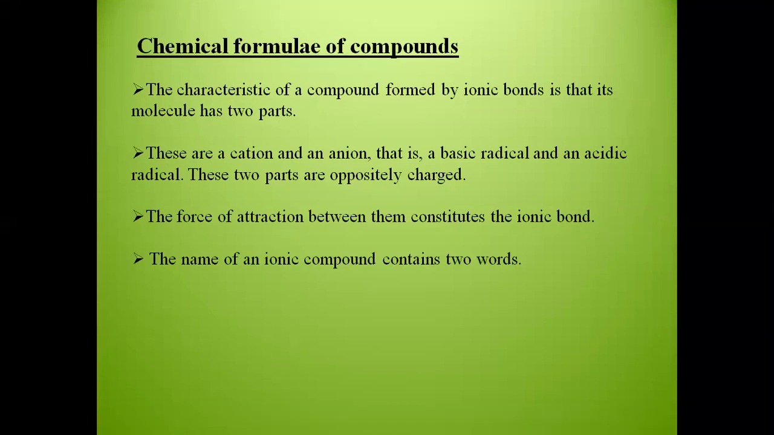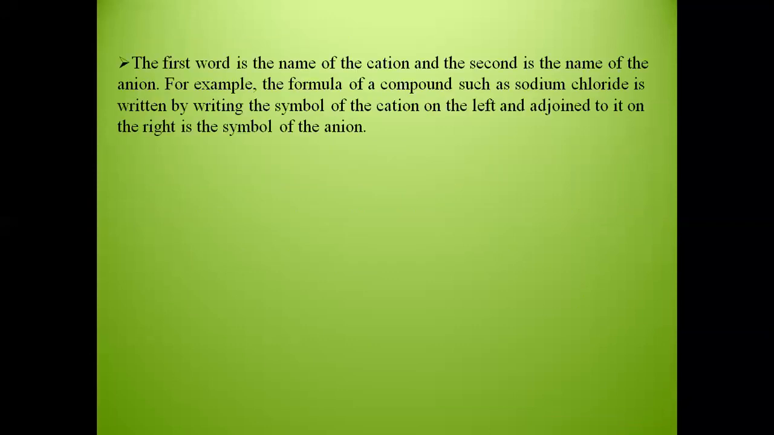And similarly, the name of the ionic compound is going to contain two words. Let us see how we are going to write these two words. The first word will always be the name of the cation, and the second one is always going to be the name of the anion. Let us take an example here, which I think last time also I discussed, where we will discuss the formula of a compound such as sodium chloride.